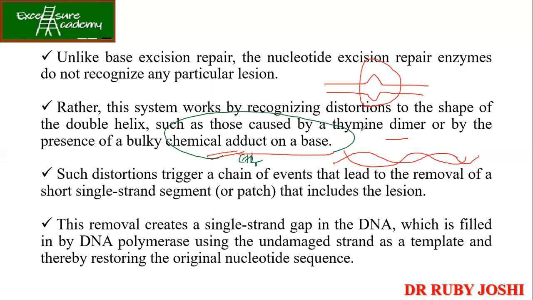Now you understand which type of damage will be handled by which repair mechanism; you have to correlate like this. Now such distortion triggers a chain of events that lead to the removal of a short single strand segment that includes the lesion. So what they're saying is that wherever there is a problem, that particular patch will be removed and replaced. This removal creates a single strand gap in the DNA filled by the DNA polymerase, and later ligase will come and restore the original nucleotide sequence.